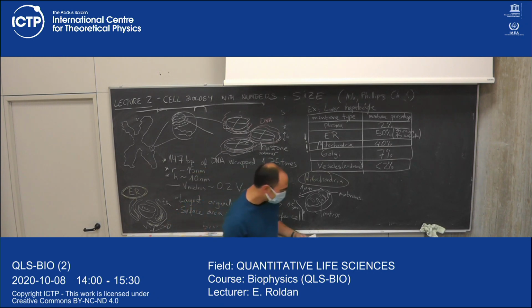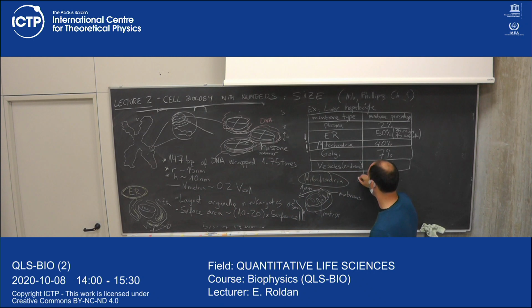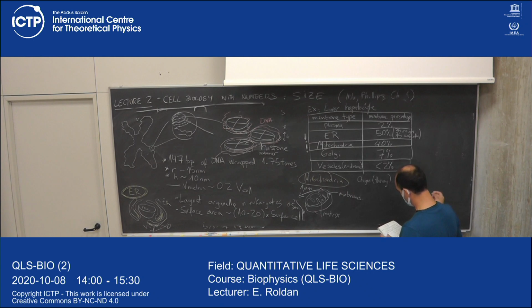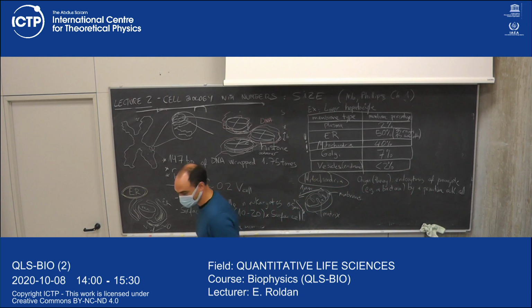So there's a theory about the origin that it came from endocytosis of a prokaryote, which could be a bacteria, by a primitive eukaryotic cell. And then they entered into a peaceful coexistence and are serving as an energy supply in cells.